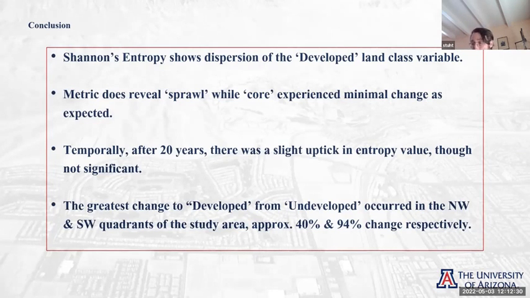In conclusion, results of both analyses reveal that the spatial variable, the developed land cover, is dispersed across the study area, which means sprawl is present using this particular metric. Dispersion increased over the 20-year period, though not significantly. And using this metric, sprawl creeps towards increased dispersion. The northwest and southwest portions of the study area were the quadrants to buy land in 2000, as they had the greatest changeover from undeveloped to developed.